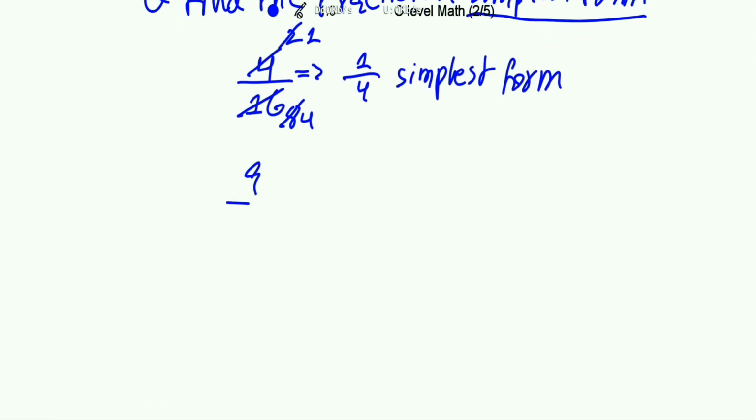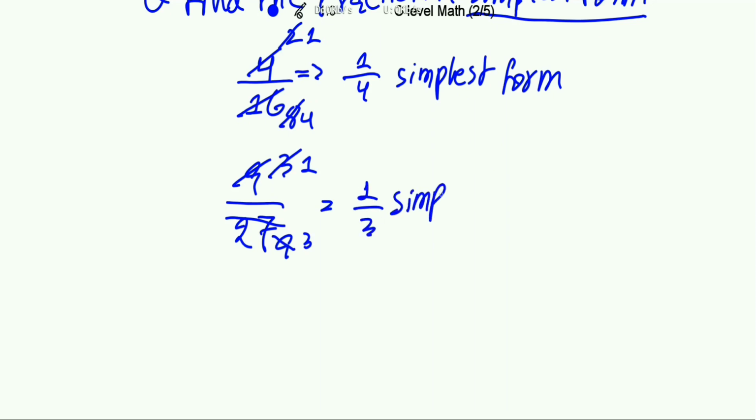Let's say that we have 9 upon 27. I'm going to use a number which can divide the numerator and denominator at the same time. So if I use 3, then 3 3s are 9, and 3 9s are 27. Again, it can be divisible by 3. Again, 3 1s are 3, 3 3s are 9. So 1 upon 3 is its simplest form.